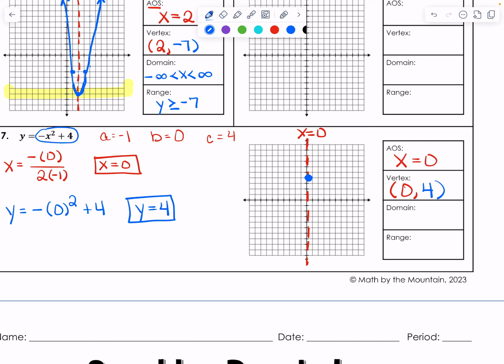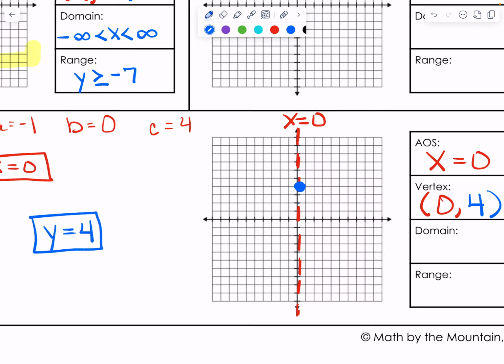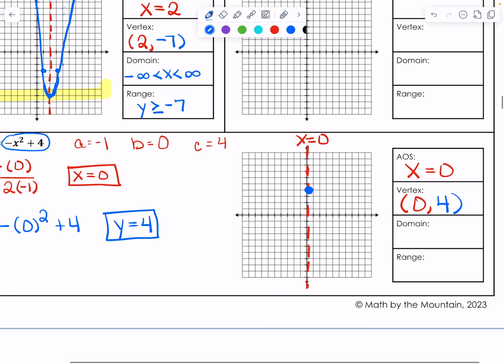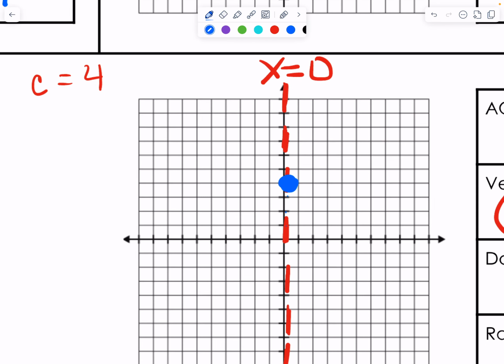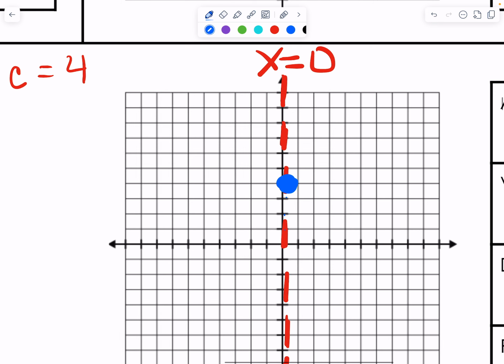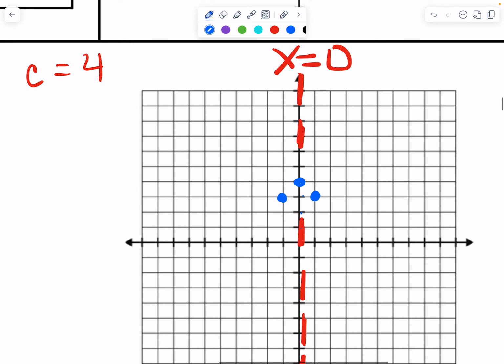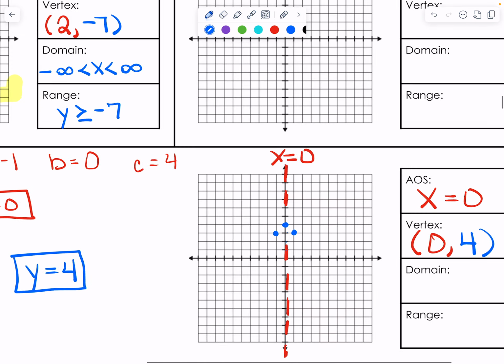I'm going to zoom in on this so we can see this. Our a value is negative 1. Sorry, I was looking at my calendar on my wall. So then I have to go left 1, down 1. Right 1, down 1. Let me make the vertex just a tad bit smaller. So left 1, down 1. Right 1, down 1. Now, that is the 3 points that we need.